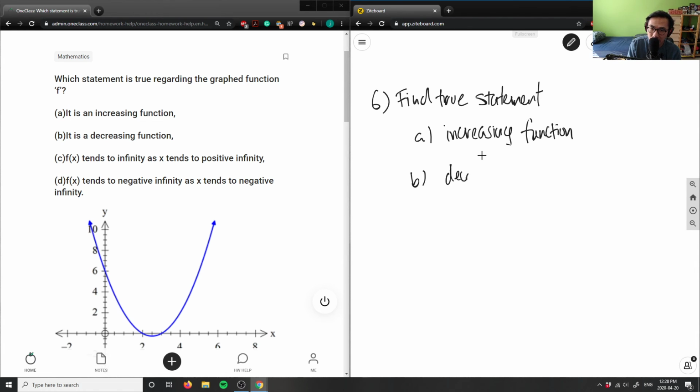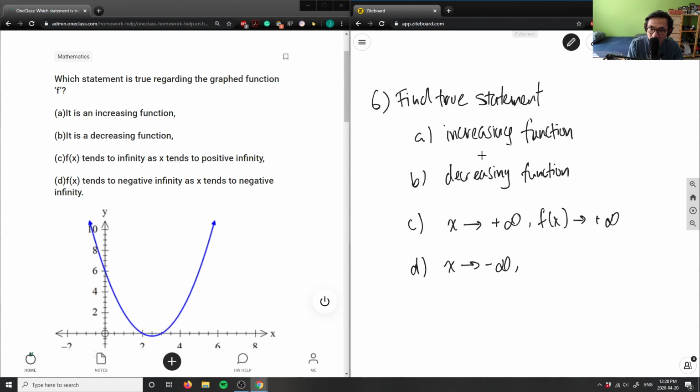B here is a decreasing function. C here is f of x tends to, so basically it's saying as x heads to positive infinity, f of x also heads to positive infinity. I'll say as x approaches positive infinity, f of x approaches positive infinity. And D here says that as x tends to negative infinity, f of x tends to negative infinity here.